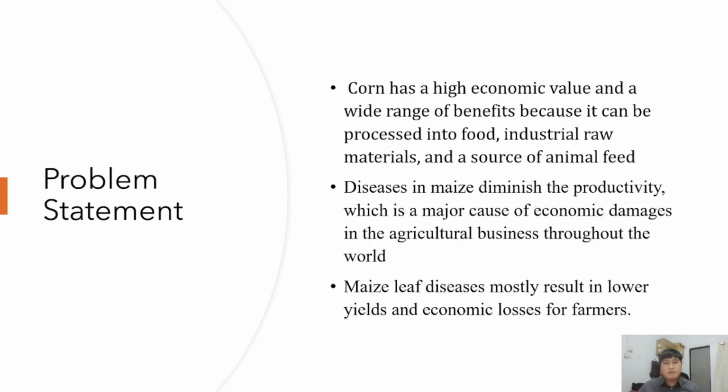Problem statement. Corn has a high economic value and a wide range of benefits because it can be processed into food, industrial raw materials, and a source of animal feed. Second, diseases in maize reduce productivity, which is a major cause of economic damage in the agriculture business throughout the world. Thirdly, maize leaf disease mostly results in lower yield and economic losses for farmers.